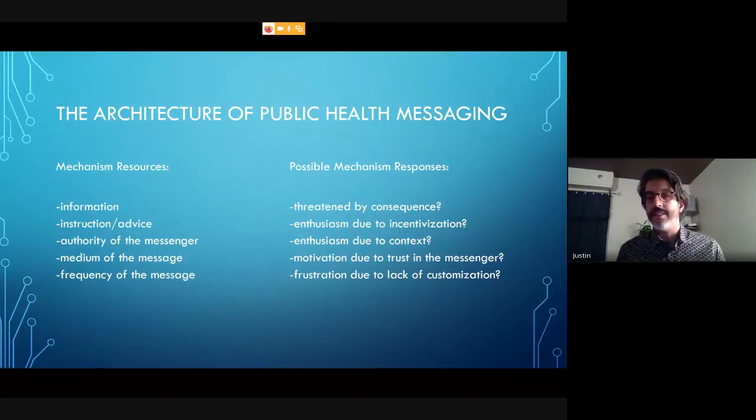So we can understand this as specific to certain people, but then the mechanism doesn't trigger if the context, the infrastructure through which the message is being delivered, is not there for some people. So the medium of the message is important, and the frequency of the message. So maybe it has to be said more than once for the reasoning of this end user, the stakeholder, to activate. That needs to happen. And possible mechanism response: is it feeling threatened by consequence? You know, there will be some consequence to my not doing it, or enthusiasm due to incentivization. If I do this, I will receive something good, monetary or some status, something good. Enthusiasm due to the context.